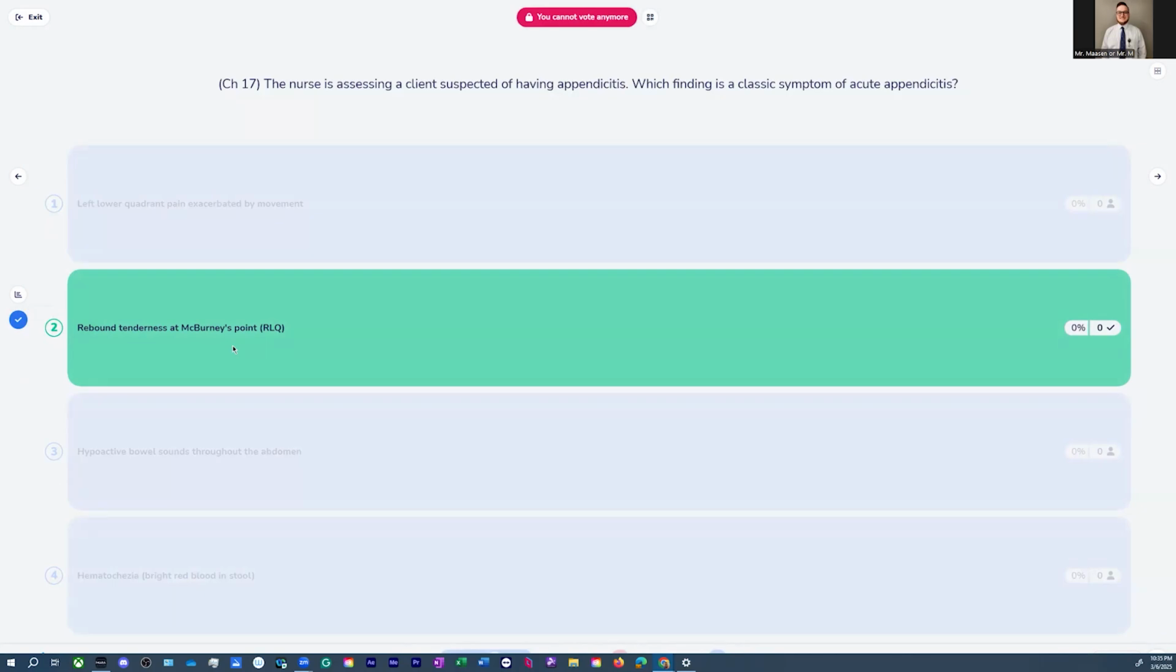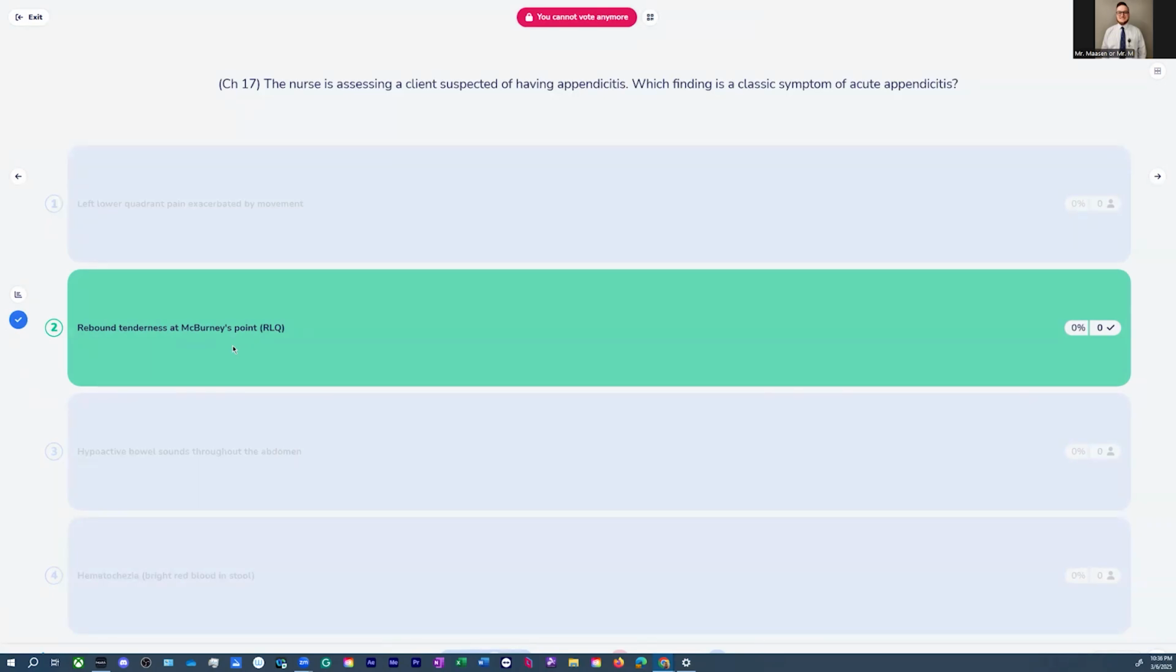So rebound tenderness is if I push on the right lower quadrant and when I let go, it hurts. That is acute appendicitis. Typically, the swelling actually feels better when we compress it and push on it. And then when I let go of it, the pain gets worse. That's a big deal. So the need to know is where I am looking for pain with appendicitis and what the risks are.